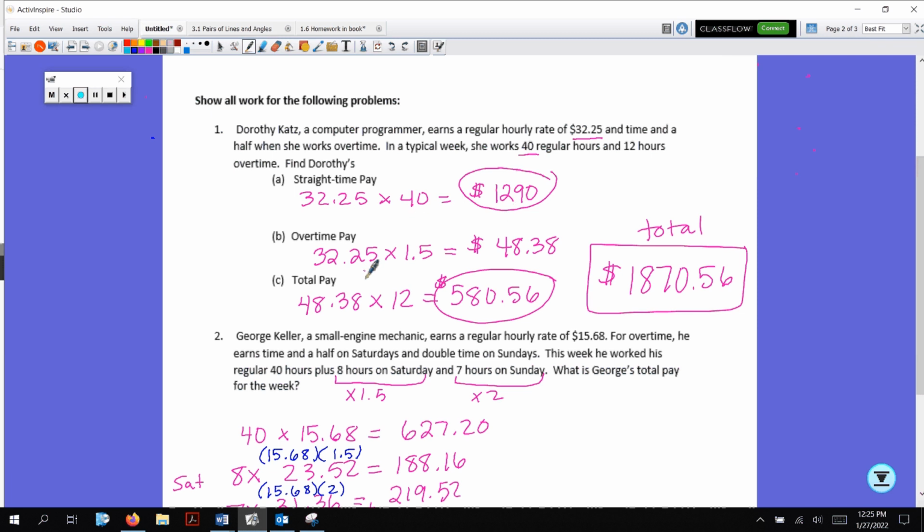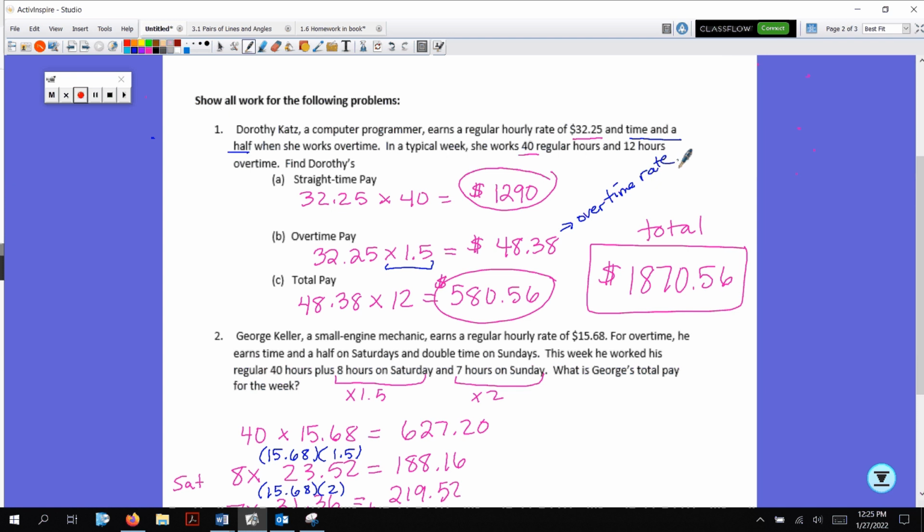For their overtime pay, we needed to figure out what that overtime rate is. 1.5 times. You see it says time and a half. That means multiply by 1.5, which is what I did right here. 32.25 times 1.5 is $48.38. That is the overtime rate of pay.